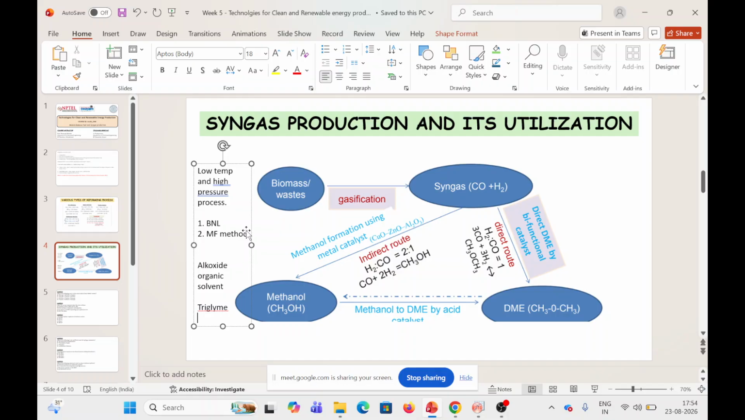However, there is also another process of converting methanol to dimethyl ether, using an acid catalyst. So in that way also you can convert the methanol to dimethyl ether, but that is going to be an indirect route rather than converting syngas directly to dimethyl ether. All these chemicals that we synthesize are used as clean and renewable resources for energy production.